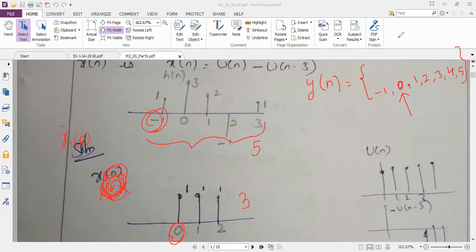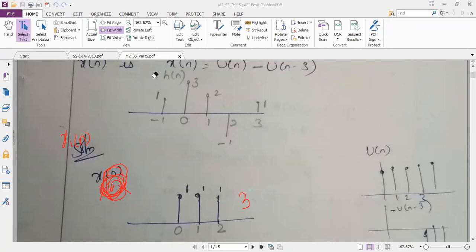Do you have any doubts in this? Anyone? Is the step fine? So my y of n will have the outputs at n values. Initially, I'm finding the n values, this is not the answer. So n is -1, then 0, 1, 2, 3, 4, 5. So I have taught you how to find the starting index of the output and the number of samples in the output. Everything I have done now.